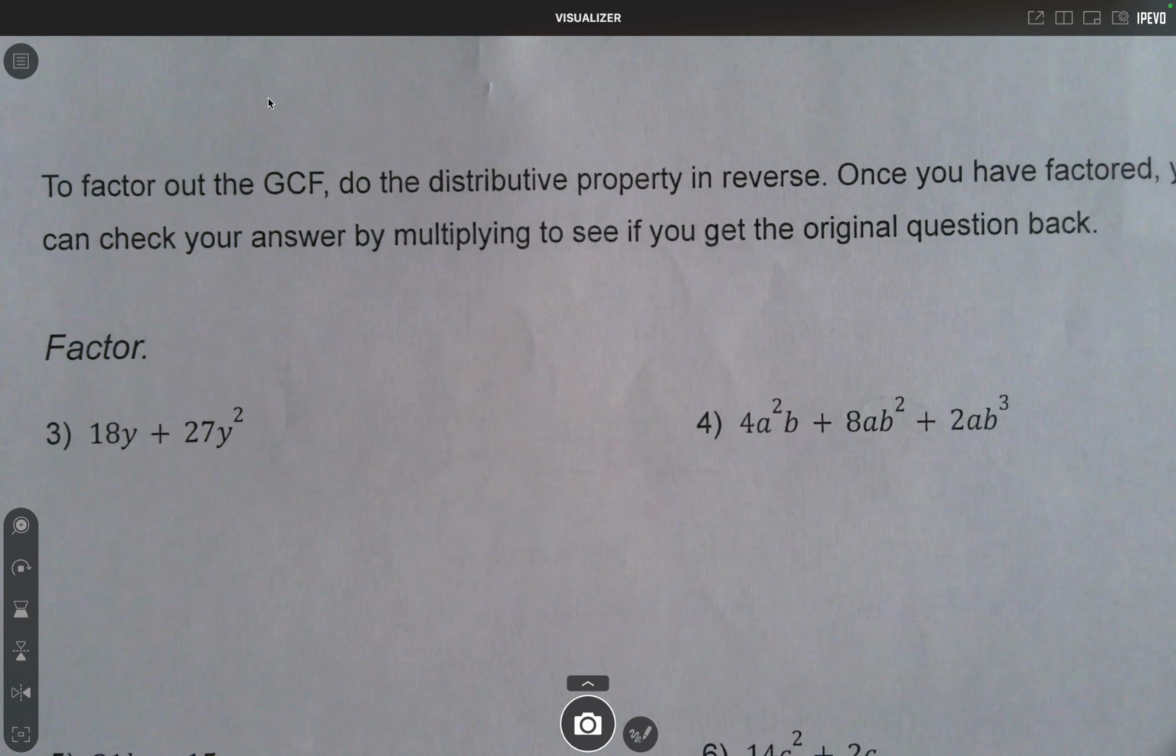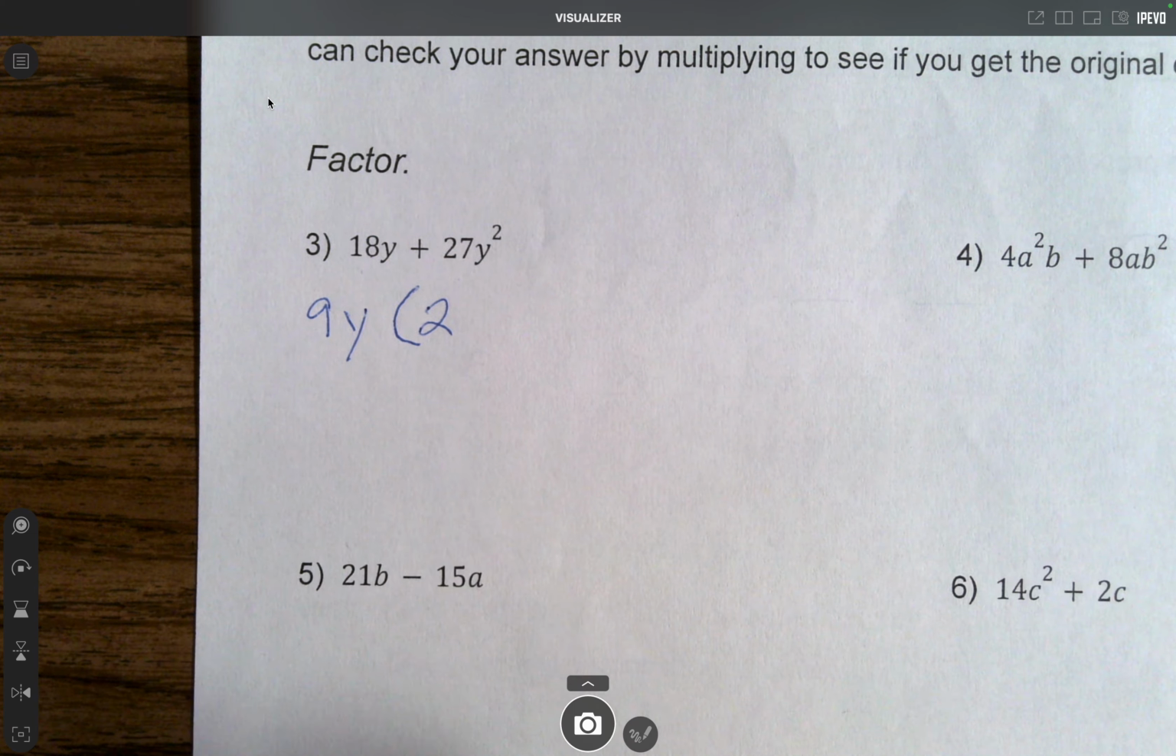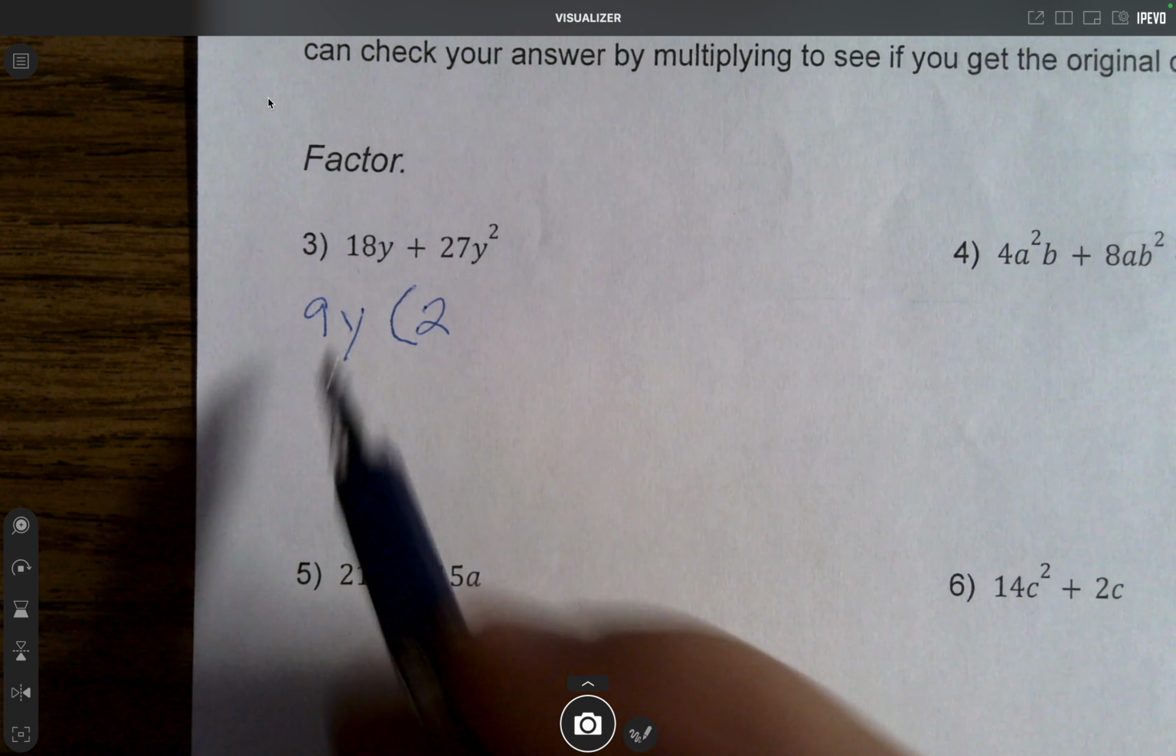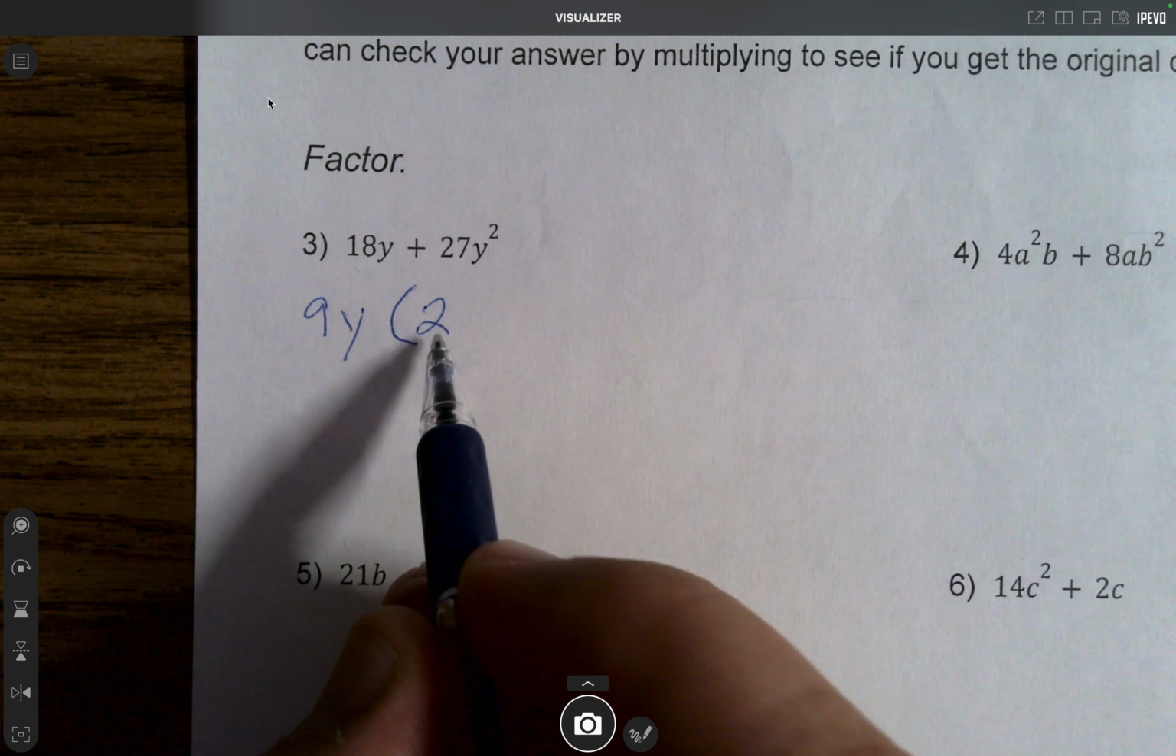Okay, so we just talked about, on number 2, what the greatest common factor was for these two. Again, think about the number first, 9. The variable second, which would be y. So you got to think about this as division. So if I do 18 divided by 9, I get 2. And if I do y divided by y, it just cancels out. So all that's left here is the 2.